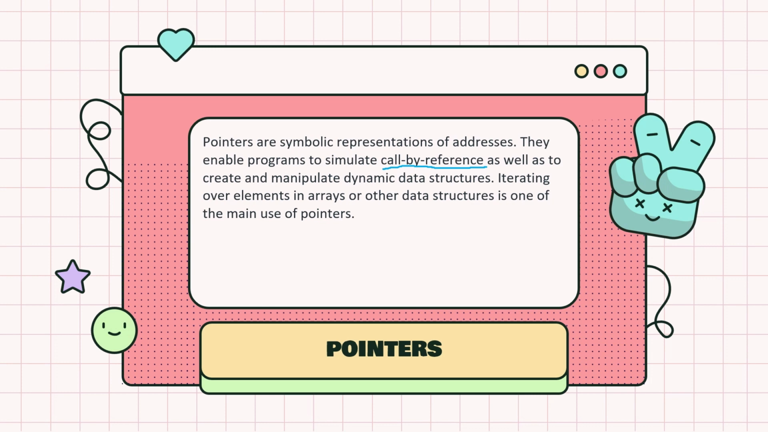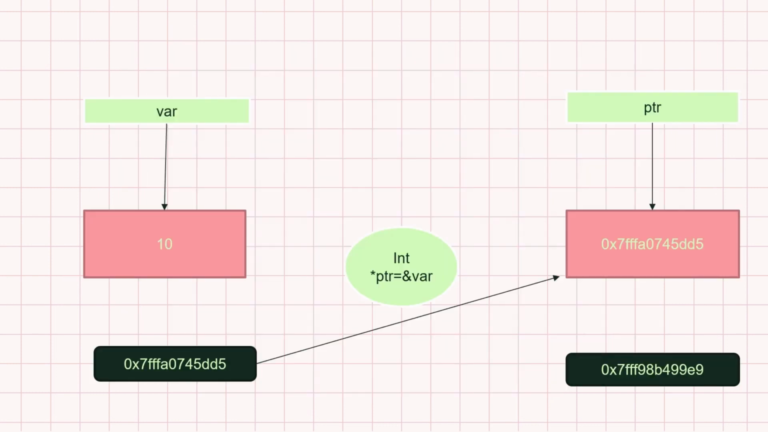We also create and manipulate dynamic data structures. So when we want to change our data which is stored in a global variable, we need to create a pointer for that, and we change the value of the global variable by the pointer. So let's move on, and see what is happening inside the program.